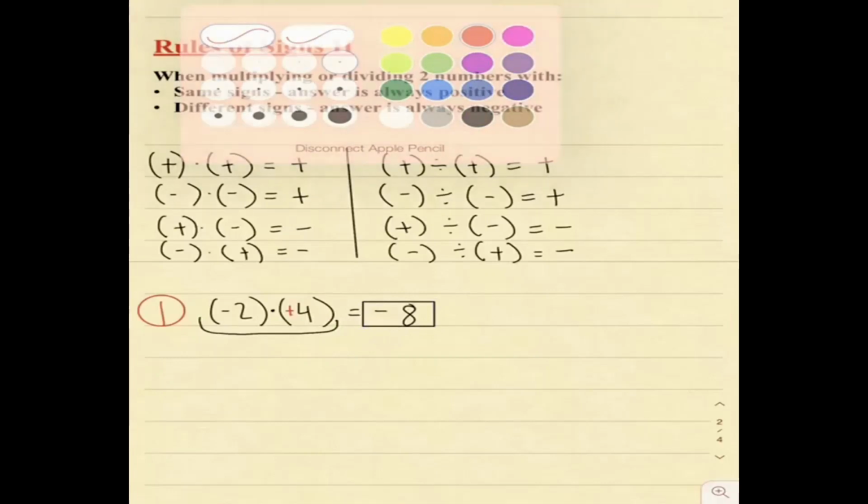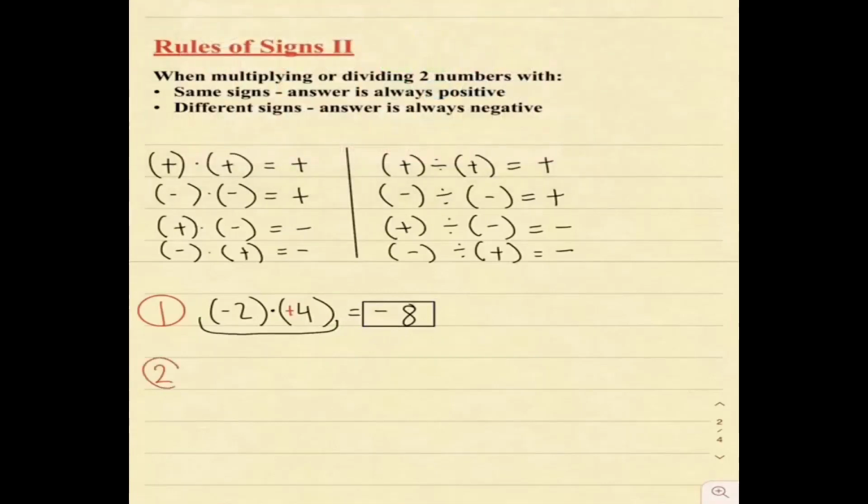Now let me do another problem. Problem 2. Now let's say I have negative 3 times 2 times negative 4. So in this case, I have 3 numbers, so I'm going to start multiplying from left to right.